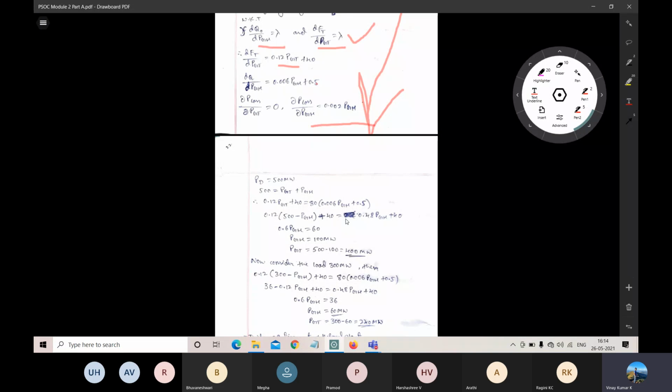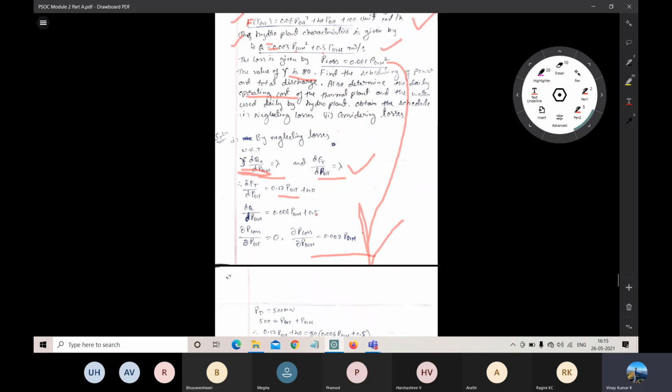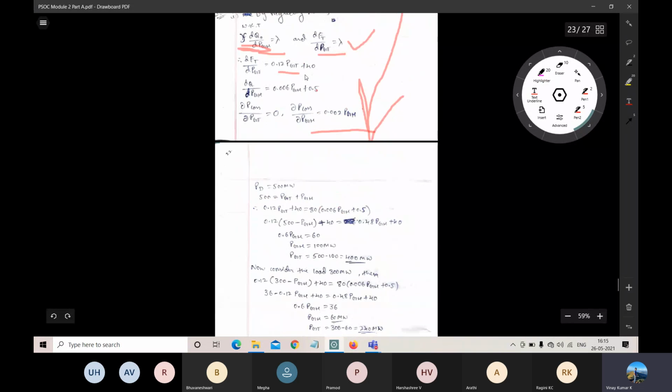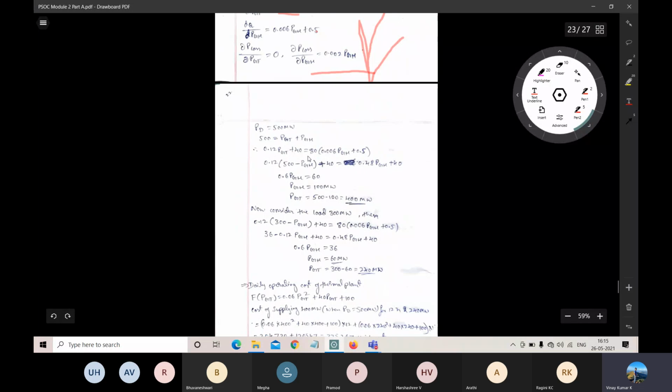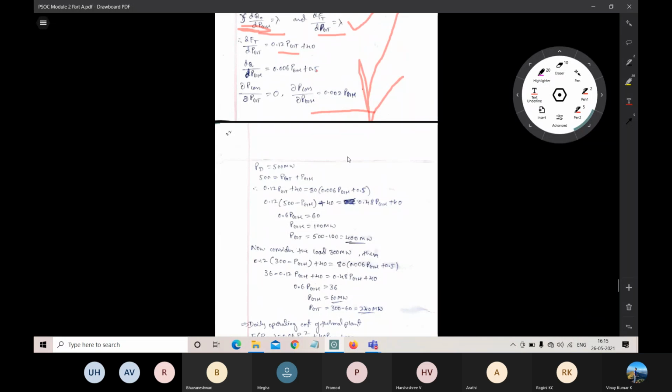So what is this AT? This AT will be given by gamma. This equation in the problem he has given, gamma AT. So that same gamma we are writing here: gamma dq naught by dpgh.